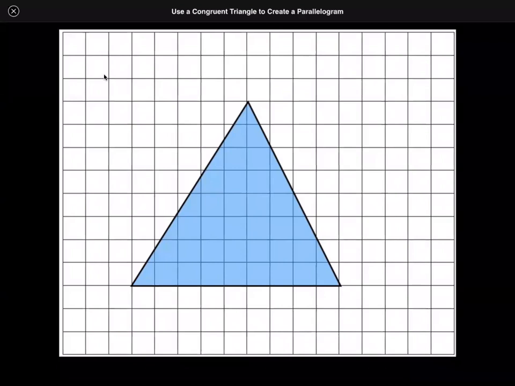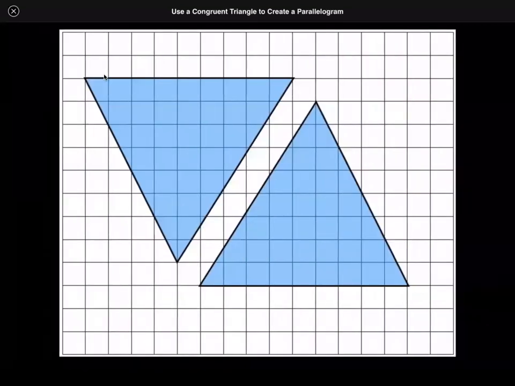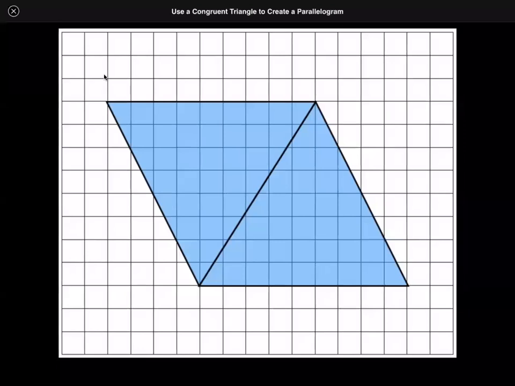Okay, so here is our triangle again. I've changed it up just a little bit. Watch what I'm going to do with this triangle. I'm going to create another triangle that's the same size. Then I'm going to turn it over, and from this point, I'm going to put those two together. And look at what shape I've just created.